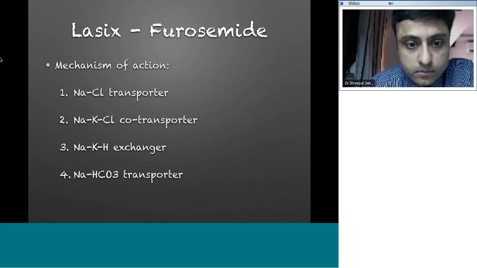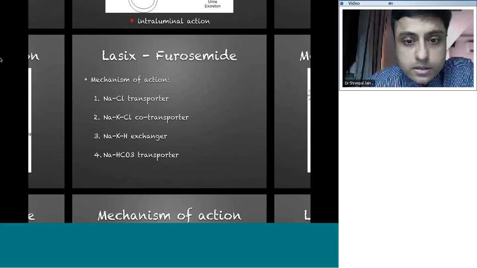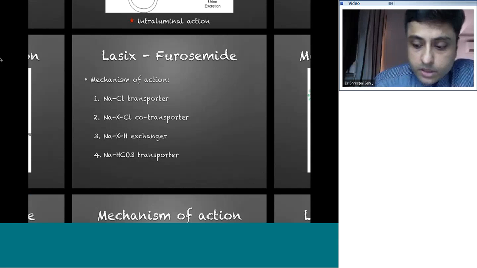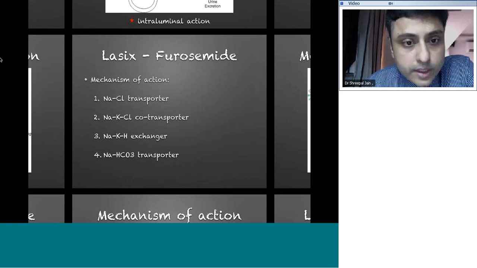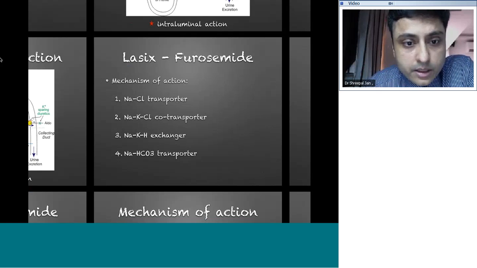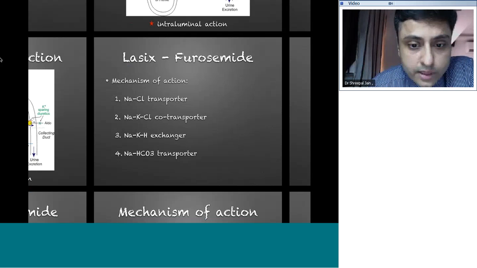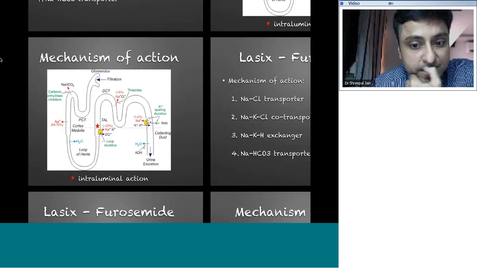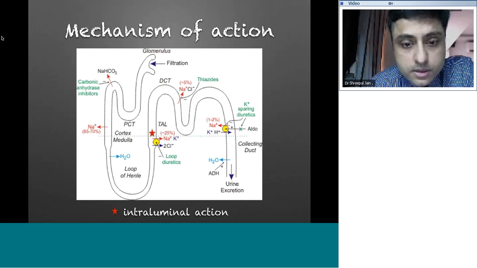Very good. As you can see in this picture of the nephron, you can see the glomerulus. Then you have the proximal convoluted tubule, where you have your sodium and bicarbonate transporter channel, typically blocked by the carbonic anhydrase inhibitors. Then you have your loop of Henle, and the distal portion of the loop of Henle, the thick ascending limb. This is where your sodium, potassium, and chloride transporter is located.